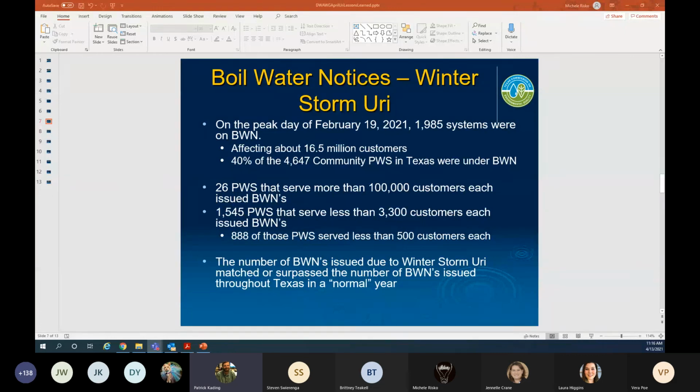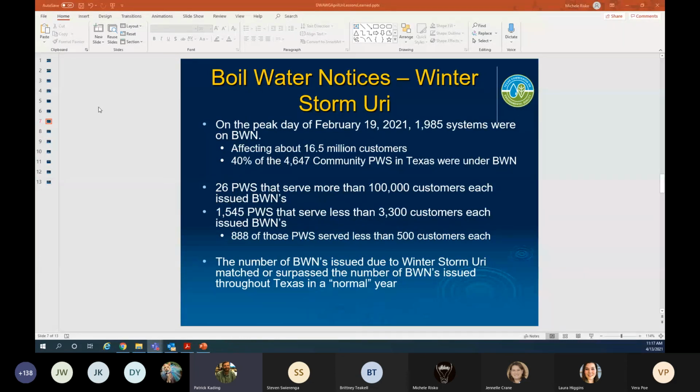So just to give a little overview of the scale of the boil water notices: the peak day that the most systems were on boil water notice was February 19th. At that time, there were almost 2,000 systems on boil water notice, 1,985, affecting about 16.5 million customers. That represents about 40% of the community water systems in Texas. So a large percentage of the systems were under boil water notice.